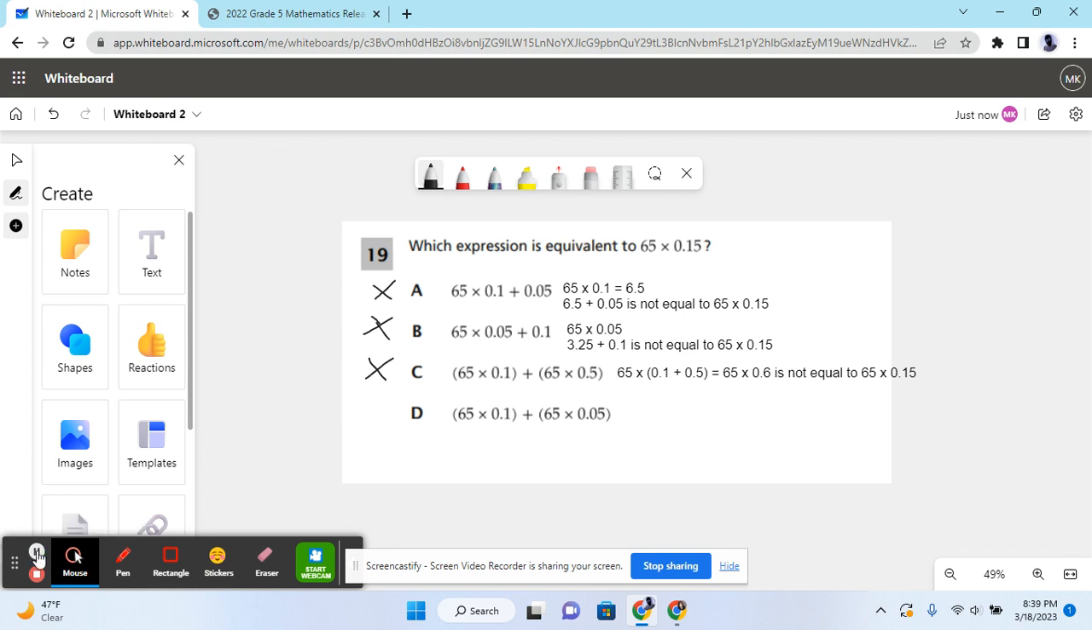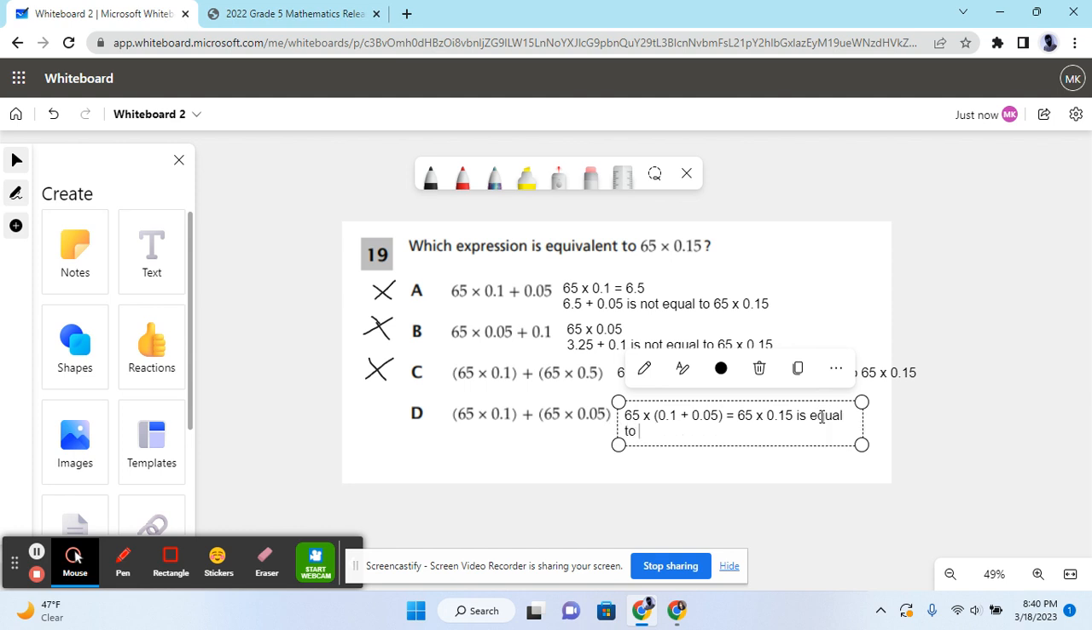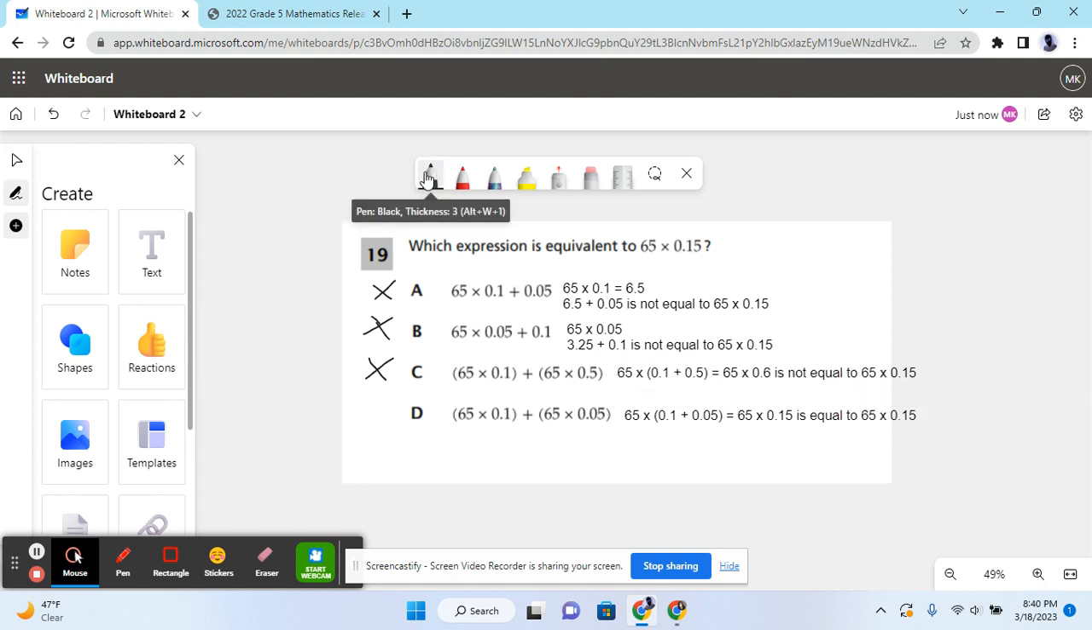For D, D is correct because if you undo the distributive property, like C, you keep the 65 and then you have to multiply that by the sum of 0.1 and 0.05, which would give you 65 times 0.15. 65 times 0.15 is equal to 65 times 0.15. So D is the correct answer.